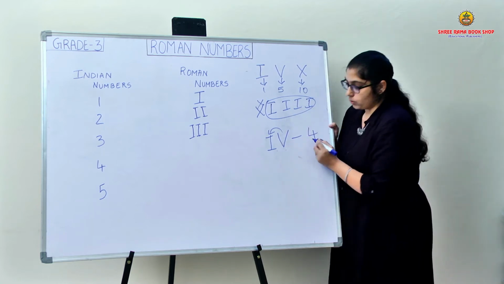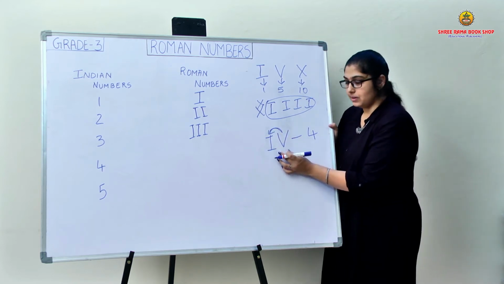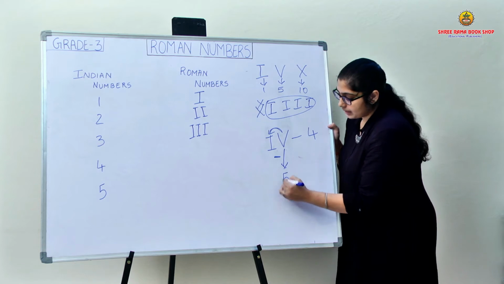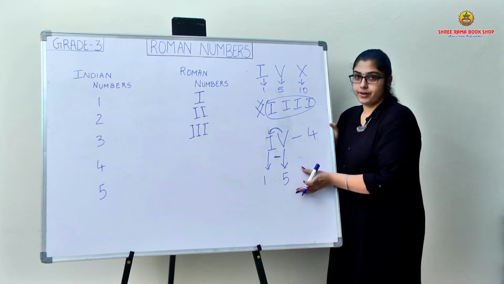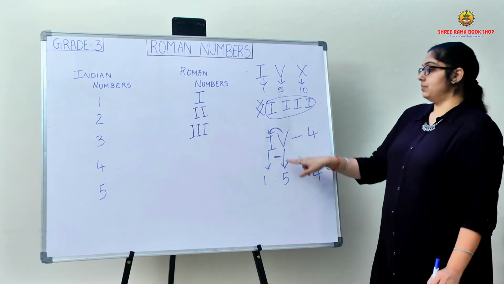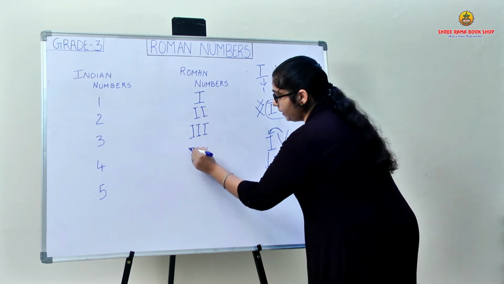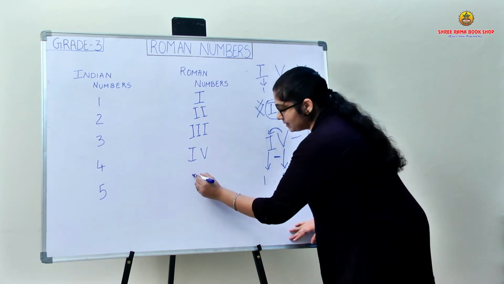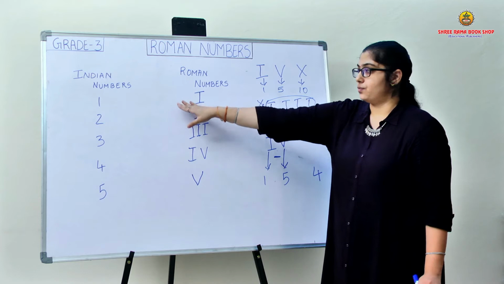I will get the answer as 4, because if I add a symbol to the left side of the existing symbol, then I will subtract the value. Here V represents 5 and I represents 1. So I am subtracting 1 from 5. So I get the value as 4. So I use the symbol IV to represent the Indian number 4. And 5 is represented by the symbol V. This is how you write Roman numbers for the Indian numbers 1 to 5.